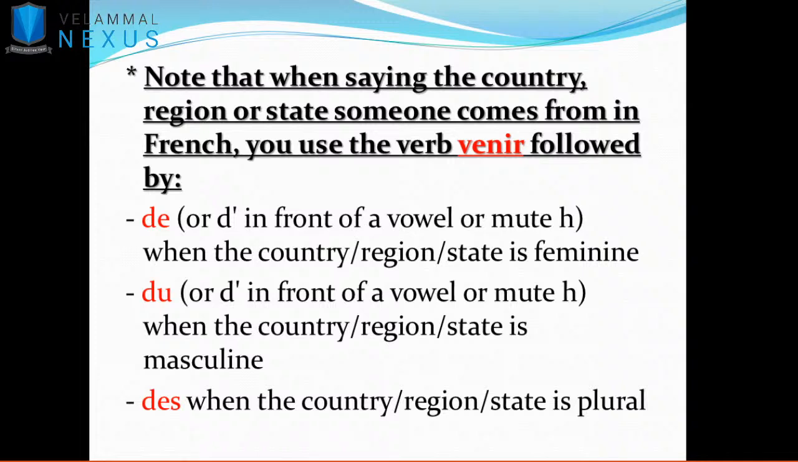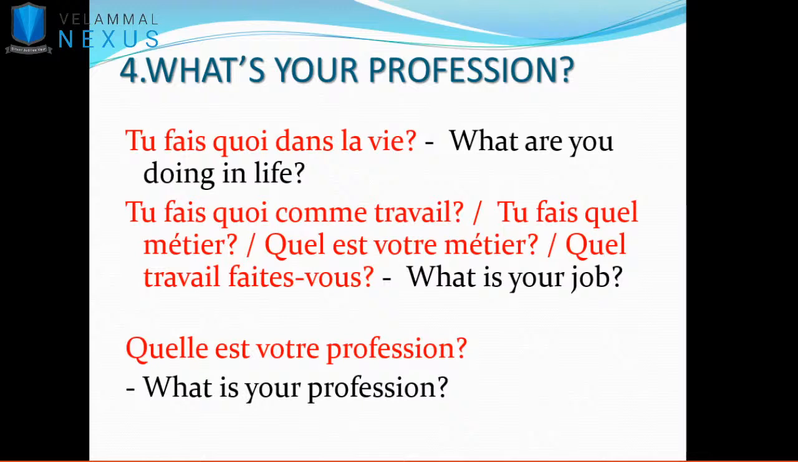You got to note this thing when you're saying from which state or country you're coming from. You use the verb venir followed by. If it's a feminine country, you always stick with de, and if it starts with a vowel, d apostrophe. If it's a masculine country or region or state, du. If it starts with a vowel, d apostrophe. If it's plural, des. Got that? The or the are only for the countries and region and state.